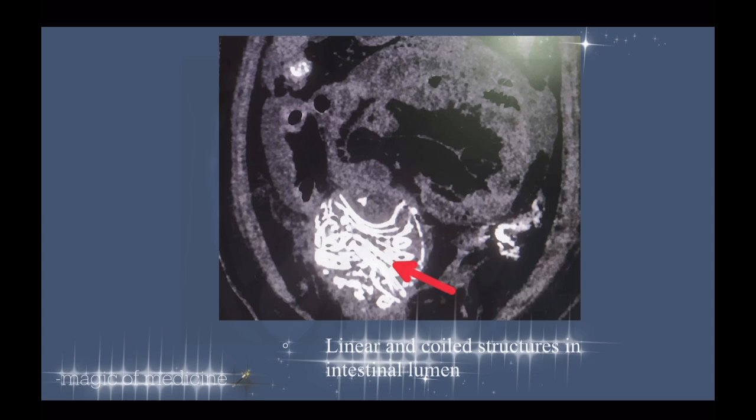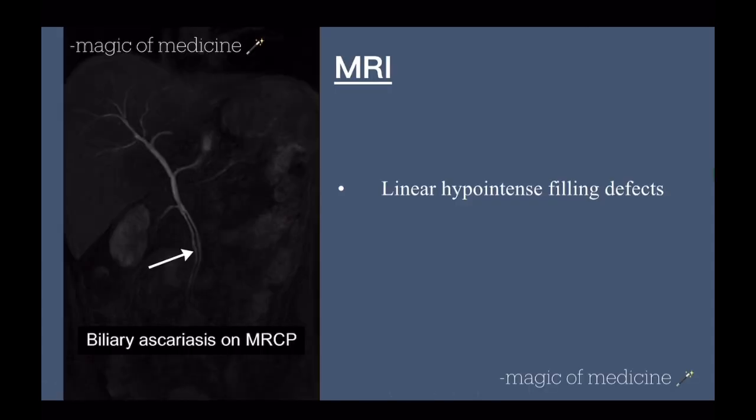Next, coming to the MRI. In MRI, the worm appears as linear hypointense filling defects. So here is a case of biliary ascariasis on MRCP, and you can see a linear hypointense filling defect in CBD causing mild IHBR dilatation.